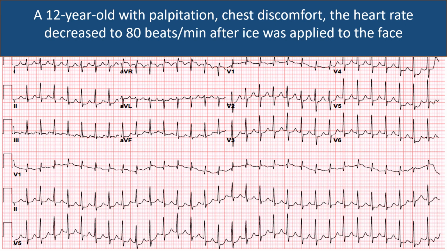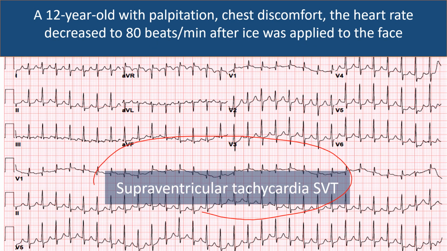A 12-year-old with palpitation, chest discomfort, and heart rate decreased to 80 beats per minute after ice was applied to the face. If you look at the rhythm here, the rhythm is regular. The heart rate here is about 180 beats per minute, which is high for 12 years of age. And the QRS complex is narrow. So what is the most likely diagnosis? Supraventricular tachycardia. If SVT is suspected, the next step is ice applied to the face. The drug of choice is adenosine.